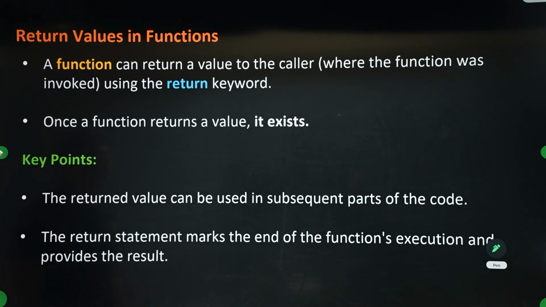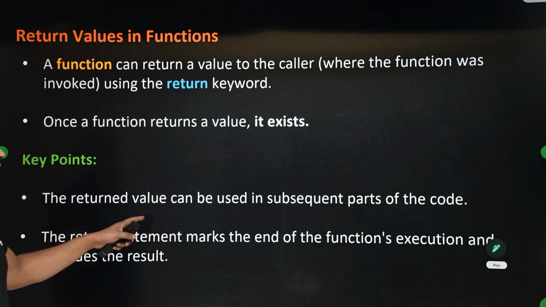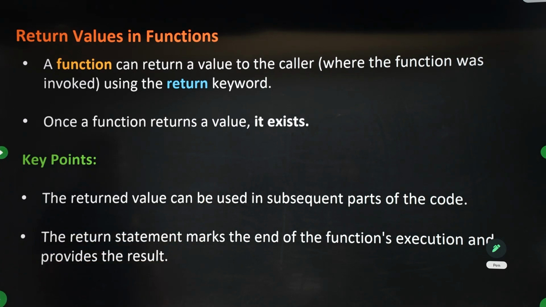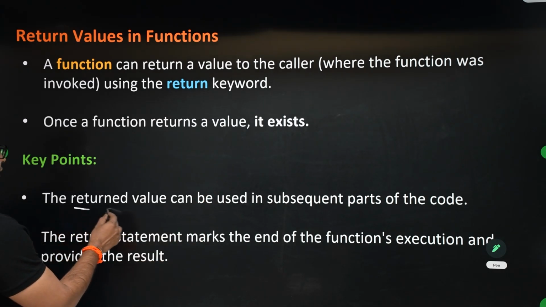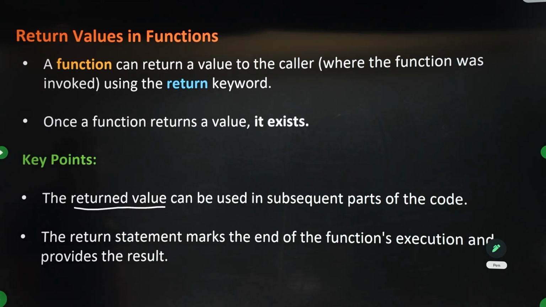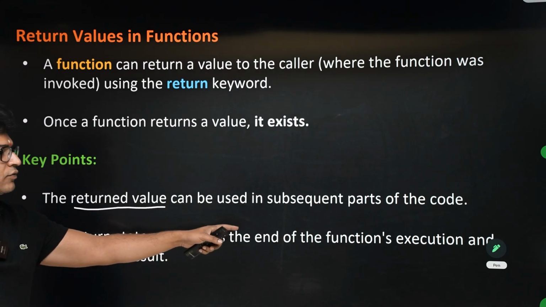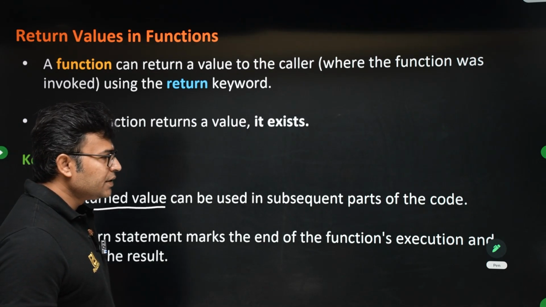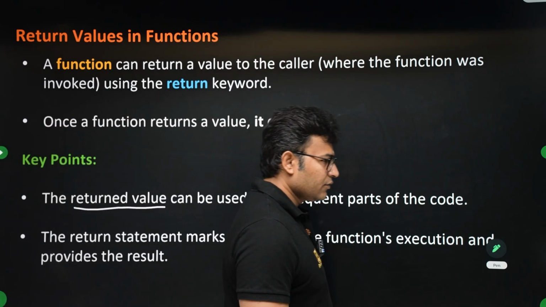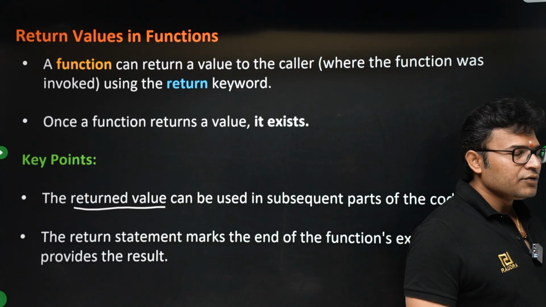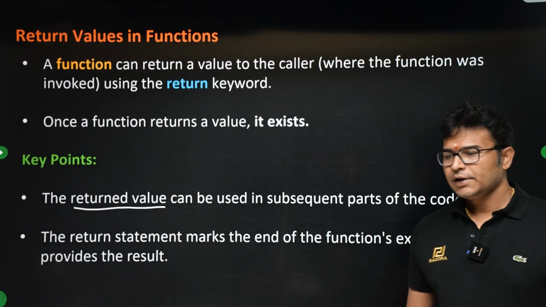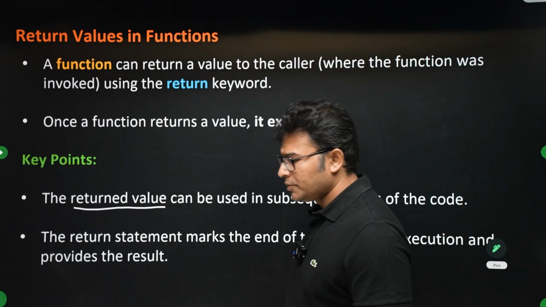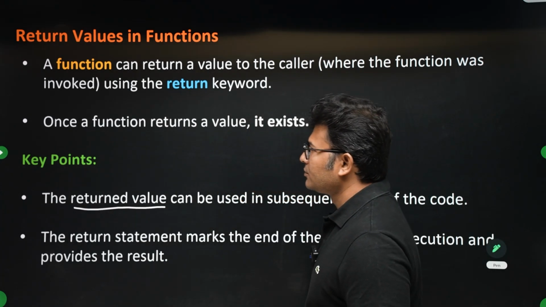A function can return a value to the caller by using the return keyword. The returned value can be used in subsequent parts of the code. The return statement marks the end of the function's execution and provides the result. So whenever you type return, it means that is the end of the function. Whenever a function hits the return statement, it will not execute further, it will stop there. Return is the end of the function.